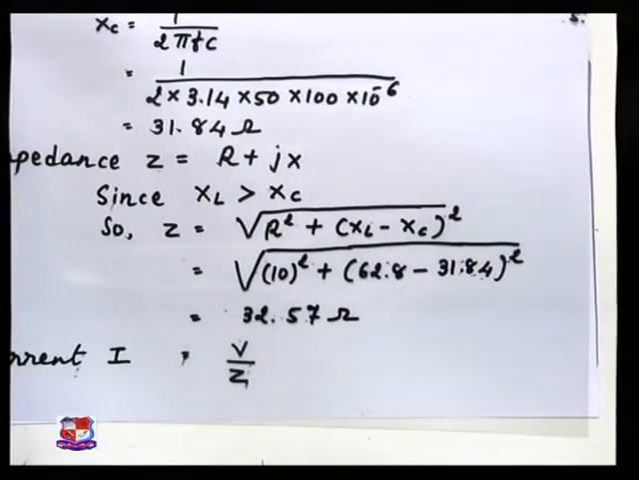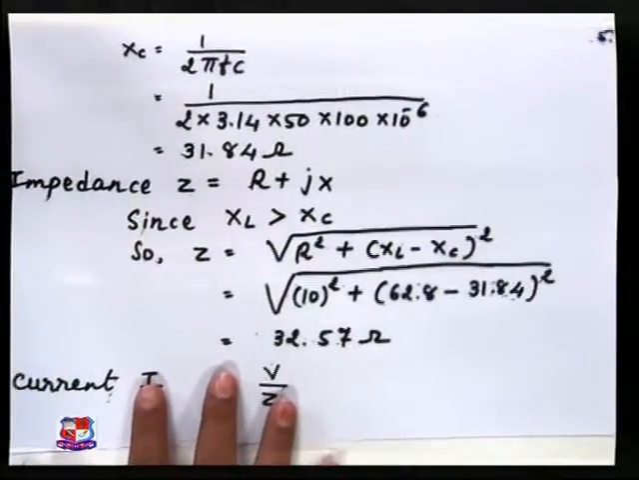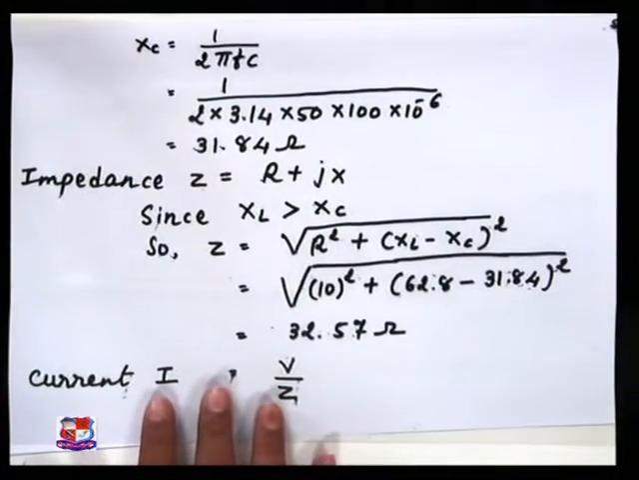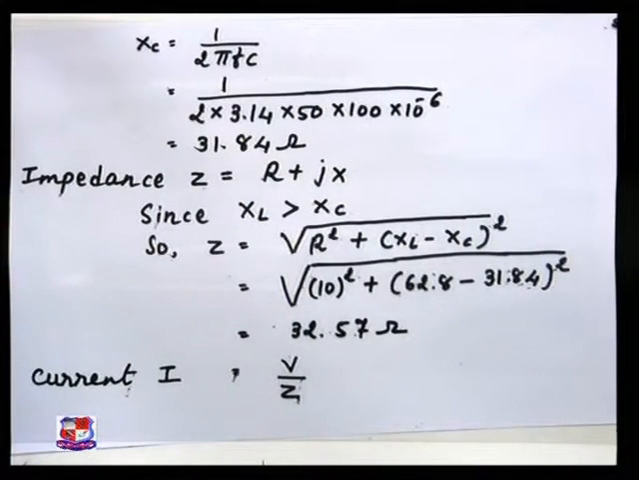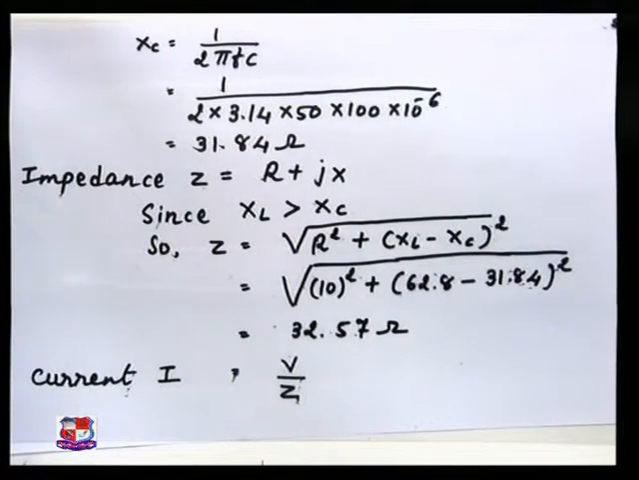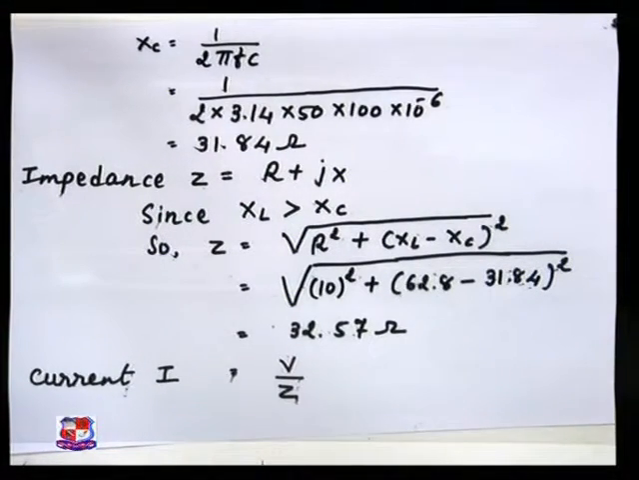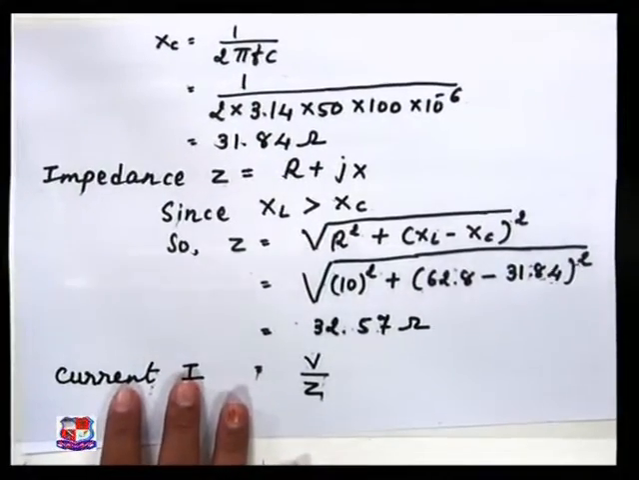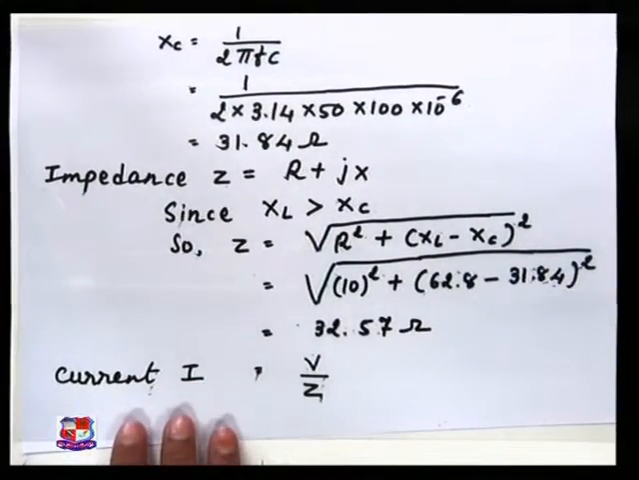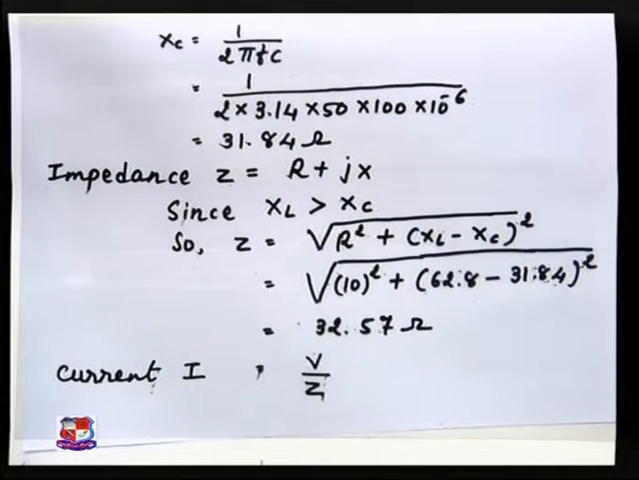You have to find the value of impedance. So now you have to find the value of capacitive reactance also. The equation of capacitive reactance XC is equal to 1 upon 2 pi FC. Again value of frequency is known to you, value of C is also given. So our equation is like this, it is 1 upon 2 into 3.14 into 50 into 100 microfarad. So it is 100 into 10 raised to minus 6. So our answer for capacitive reactance is 31.84 ohm.